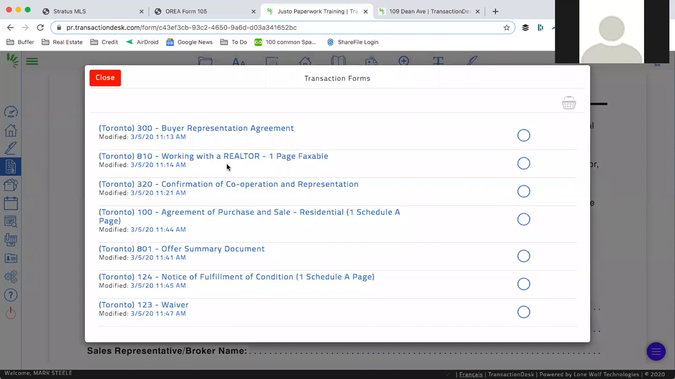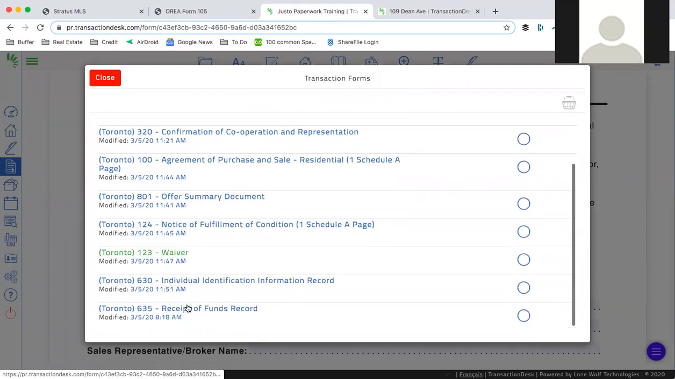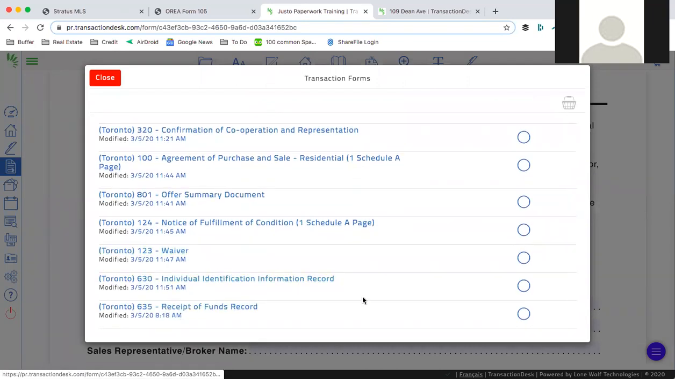All right, so that's the last document that we have for buyer transactions. To review quickly, we have the buyer's representation agreement, we have the working with a realtor form, we have the confirmation of cooperation and representation, we have the agreement of purchase and sale along with whatever schedules are included with that transaction. We have the offer summary document or Form 801 as you'll often see it written out. We're going to have the notice of fulfillment of conditions or the waiver form. And you'll have the commonly known FINTRAC form or the individual identification information record. FINTRAC is a lot easier. And you'll have the receipt of funds record.